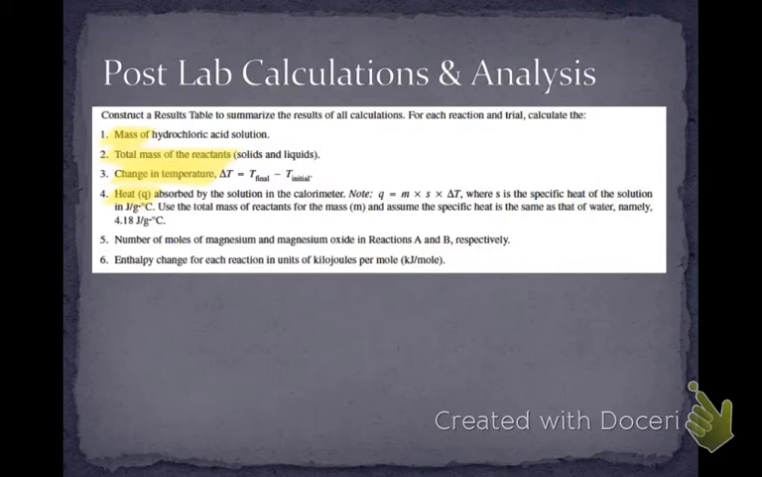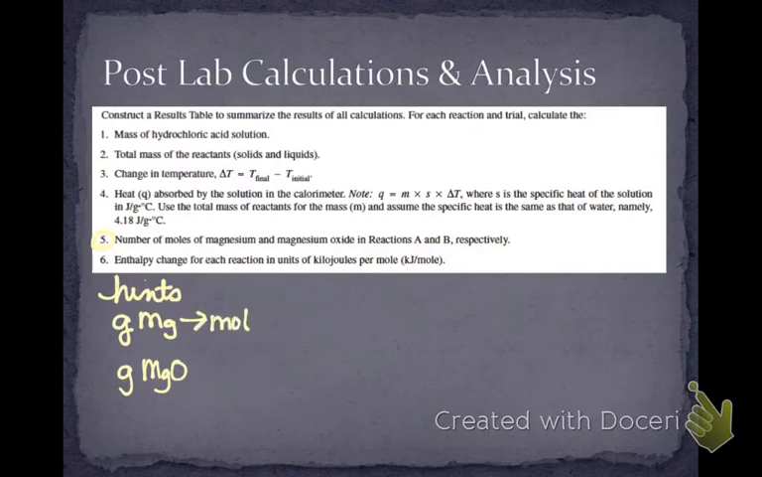And then number 5 is number of moles, and I will go over how to calculate that. And number 6 is enthalpy change, and I will go over how to calculate that as well. So let's take a look at number 5. I'd like to focus on number 5 for right now. It's asking you to calculate the number of moles of magnesium and magnesium oxide. Just a couple hints here with this one. You have the grams of magnesium, and you also have the grams of magnesium oxide. So we're just going to do a simple conversion here to go from grams to moles.